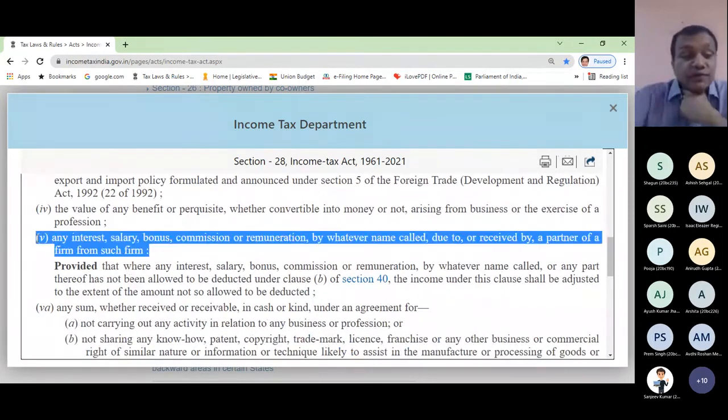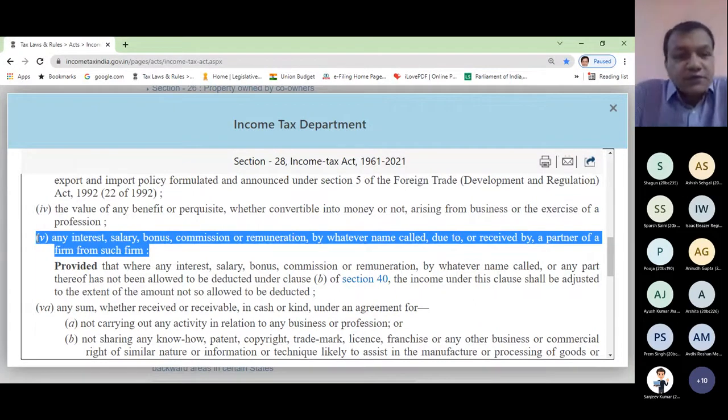This clause is also relevant. Section 28 clause 5: any interest, salary, bonus, commission or remuneration by whatever name called due to or received by a partner of a firm from such firm. Now, I will tell you this later on. I will make you understand this clause later on.